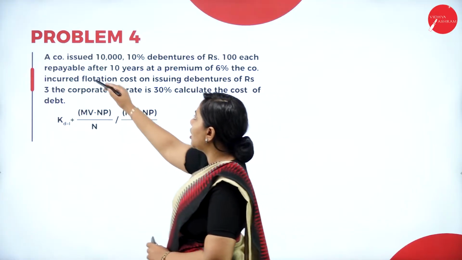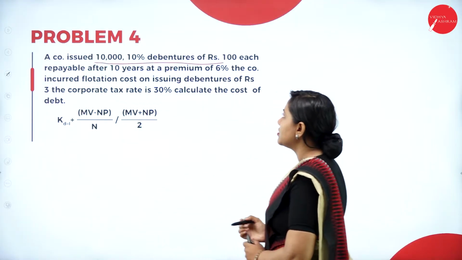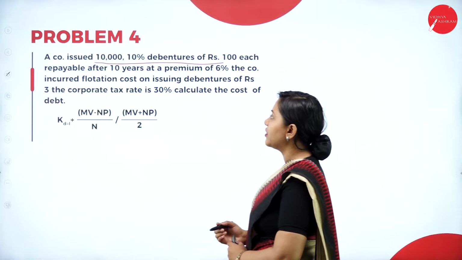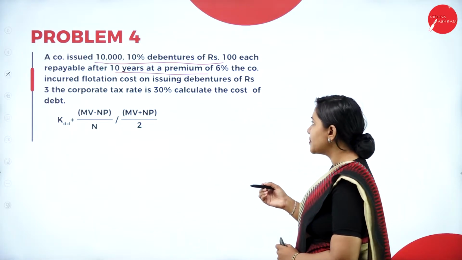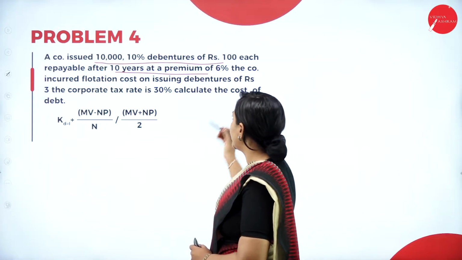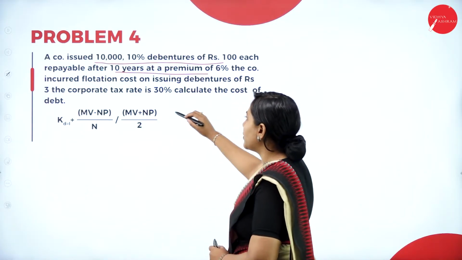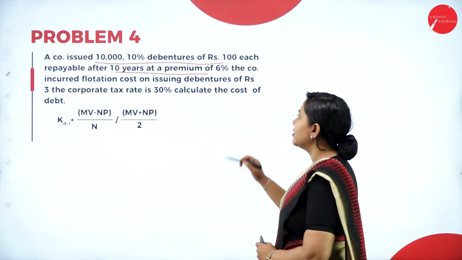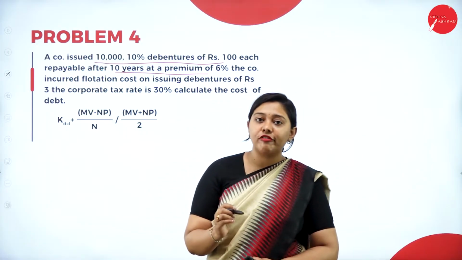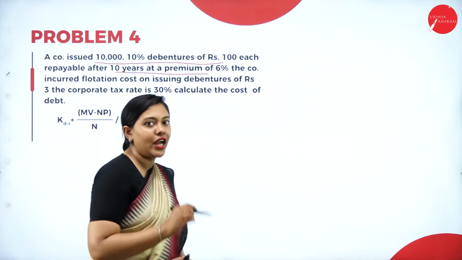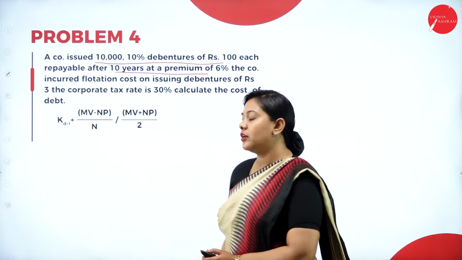Problem 4. A company issued 10% debenture of rupees 100 each, repayable after 10 years at a premium of 6%. The company incurred the flotation cost of rupees 3, the corporate tax is 30%. Calculate the cost of debt. So before tax and after tax formula we have to learn. So we have to solve the problem.